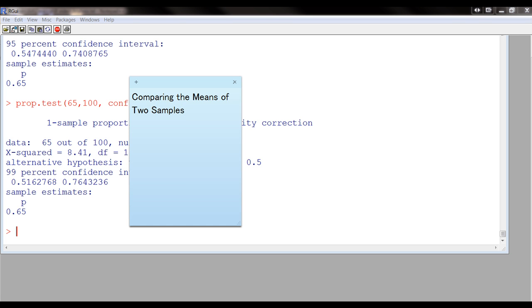Now, there's one other issue in these kinds of tests, and that is whether the observations are paired or not. I'm not going to go into that now, but that's one thing you have to consider. And so there's a parameter or an argument called paired, which you can either set to true or false. By default, it's equal to false. That is, it doesn't assume that they are paired observations.